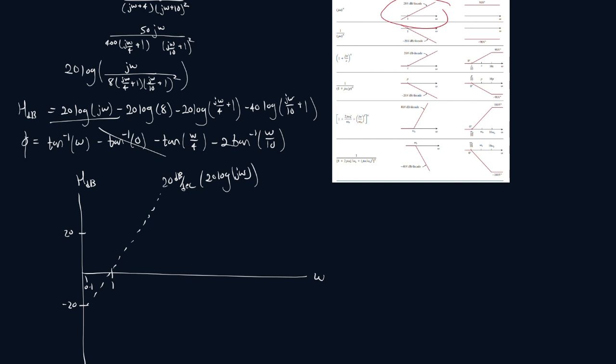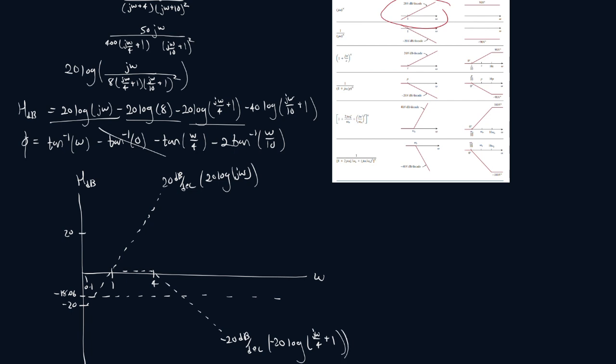Now next we have this minus 20 log of 8. That is minus 18.06. So we have this. Next we have this. So at 4, this is a negative value. At 4, this is going to break down, and it's going to be minus 20 decibels per decade. This is minus 20 log of JW over 4 plus 1.